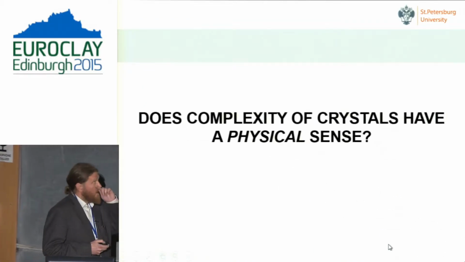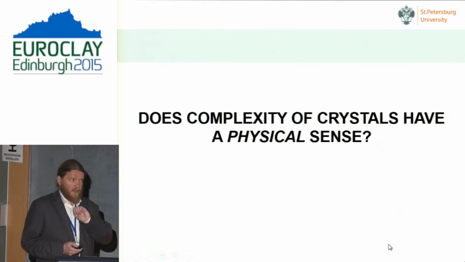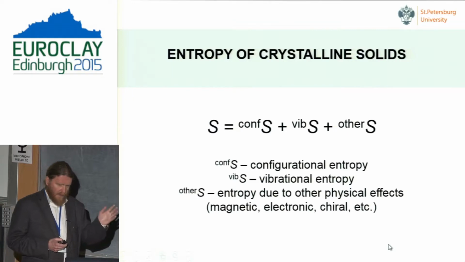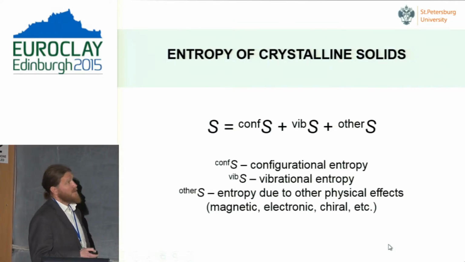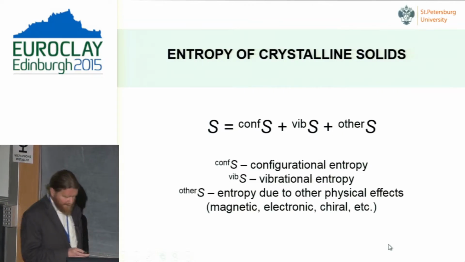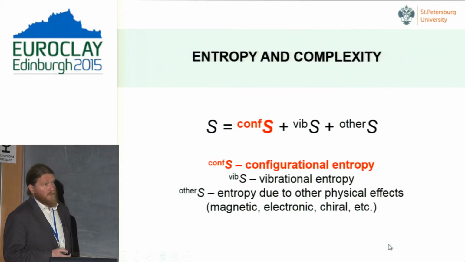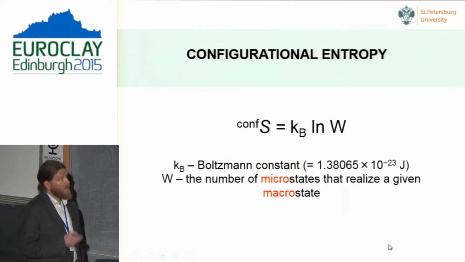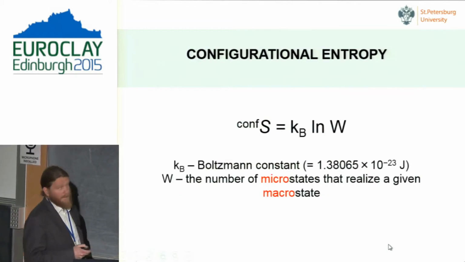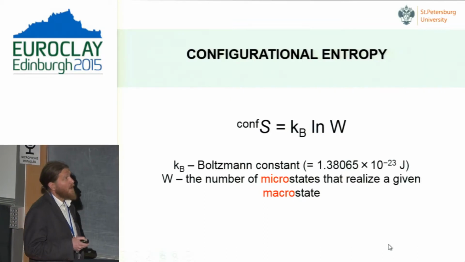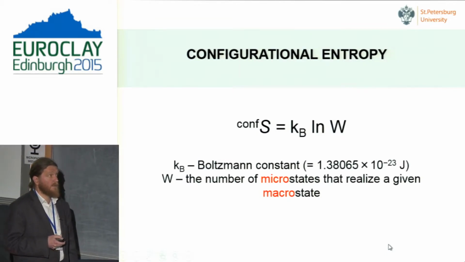So the next question I would like to ask is: does complexity of crystals have a physical sense? It's an interesting question. And if we speak about complexity, we surely turn to the entropy. And entropy of crystalline solids consists of several different parts. One is configurational entropy, another is vibrational entropy, and there is some entropy due to other effects, for example, magnetic or chiral interactions. And if we speak about atomic configurations, then probably it's configurational entropy which is the most important here. And configurational entropy is usually estimated using this famous Boltzmann equation. Here, this is the Boltzmann constant, multiplied by the natural logarithm of W, and W is the number of microstates that realize a given macrostate.